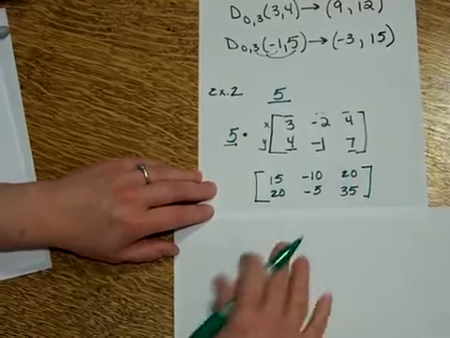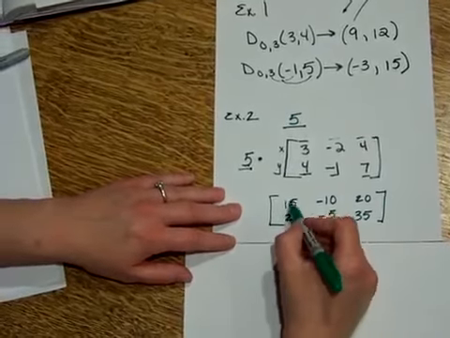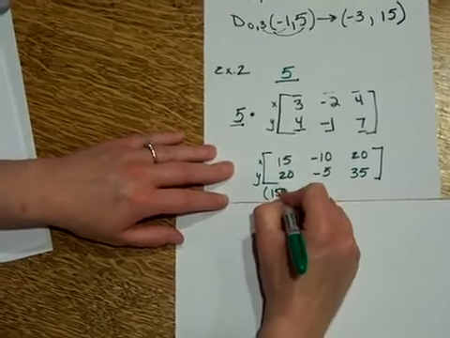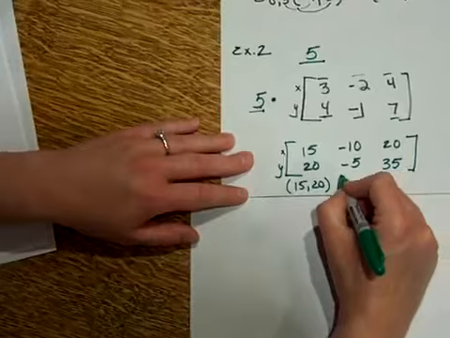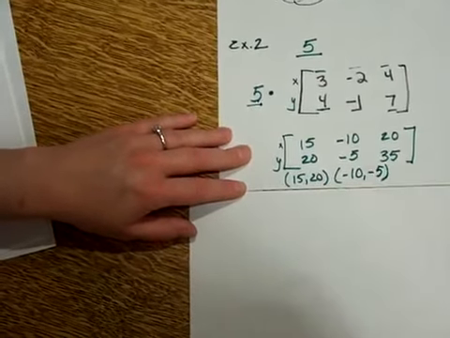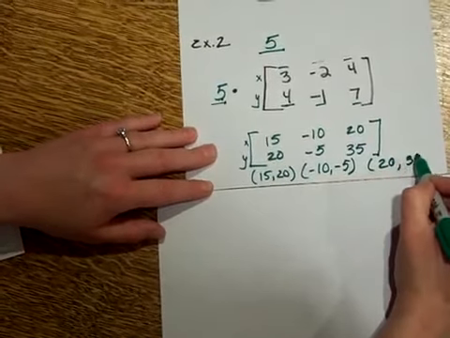These are my new points. Remember, this is X and Y. So my new point is 15, 20, -10, -5, and my third point is 20, 35.